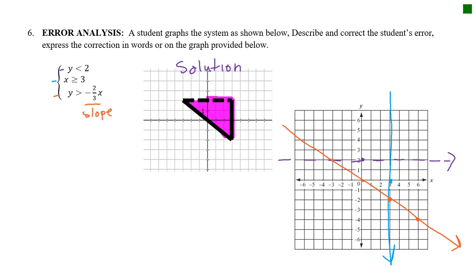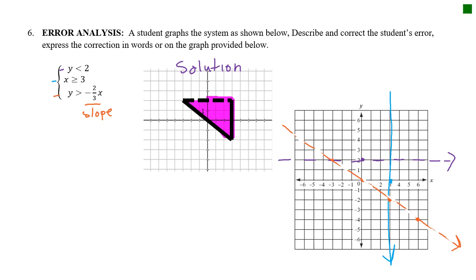The mistake I made here is that I didn't look at my symbol before I drew the line. My symbol says it's greater than, so that means my line has to be dashed. So I have to make my little dashes. I'm trying to erase this, and I'm making dashes. So this line has dashes.